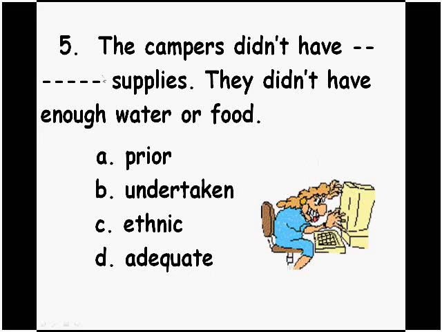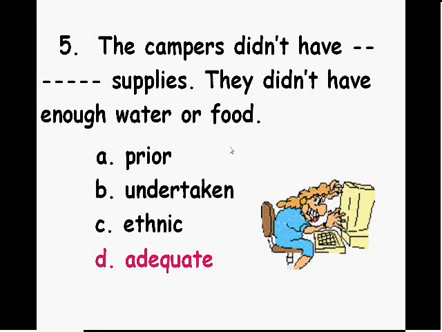So of course, what comes with supplies? And if you did not understand the meaning of the word supplies, then just read the sentence which comes after it. They didn't have enough water or food. So supplies can mean water or food. Okay? So it is adequate. So the campers didn't have adequate supplies. They didn't have enough water or food.